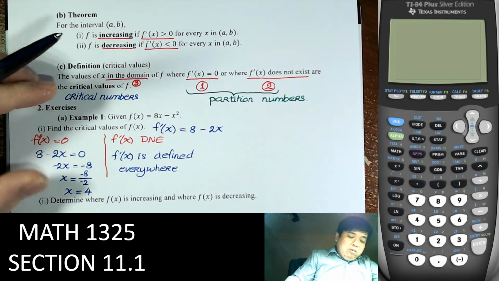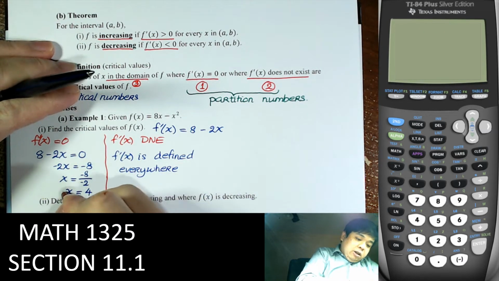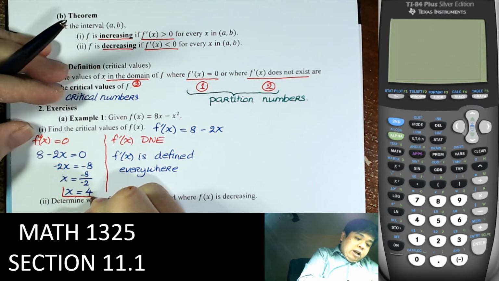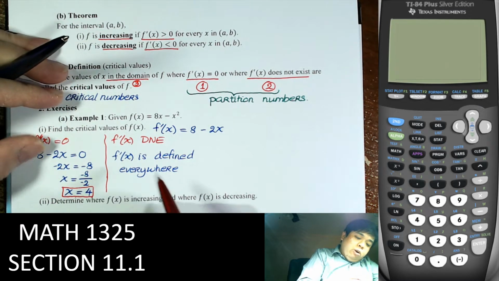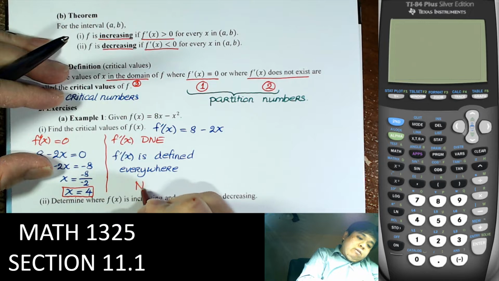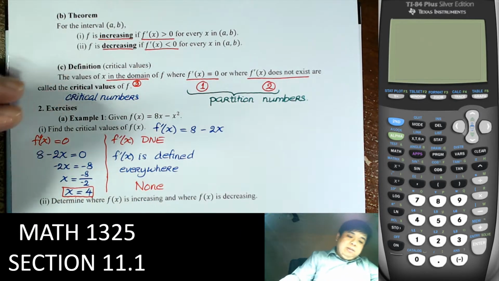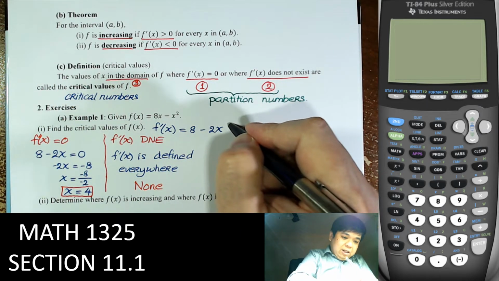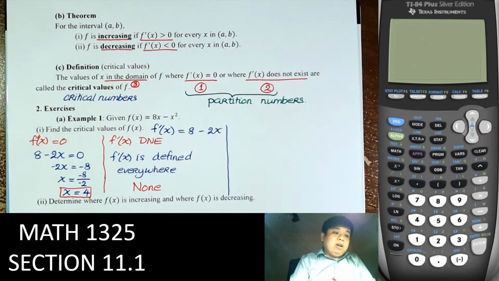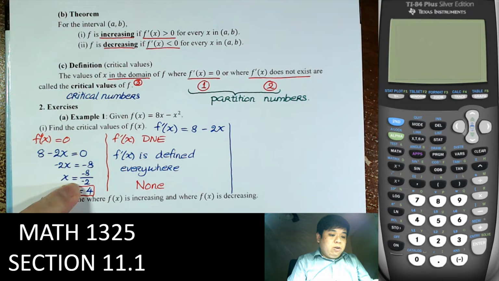So in that case, we simply write: when the derivative equals 0, we have x equal to 4. Derivative does not exist, we have nothing. We just write none. Now, remember, for critical values we need three things: derivative equal to 0, derivative does not exist, and they have to be in the domain.